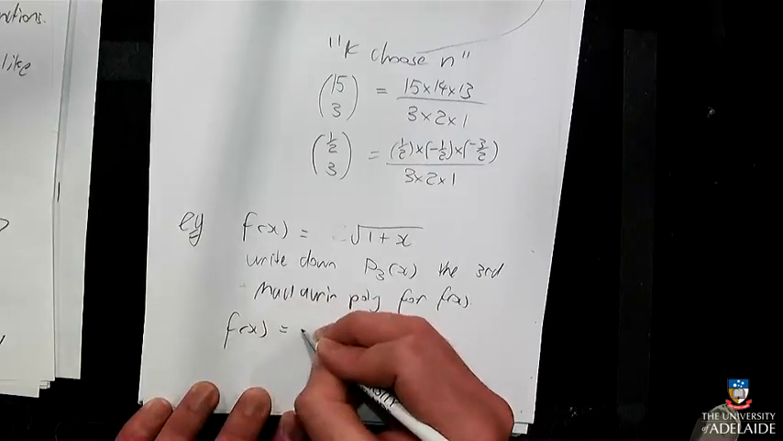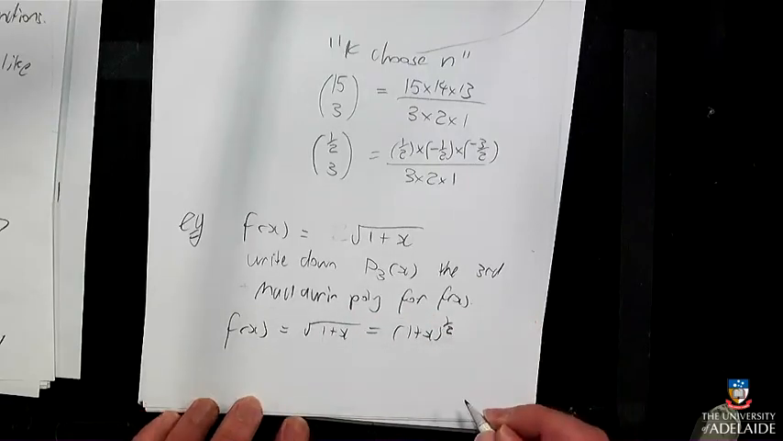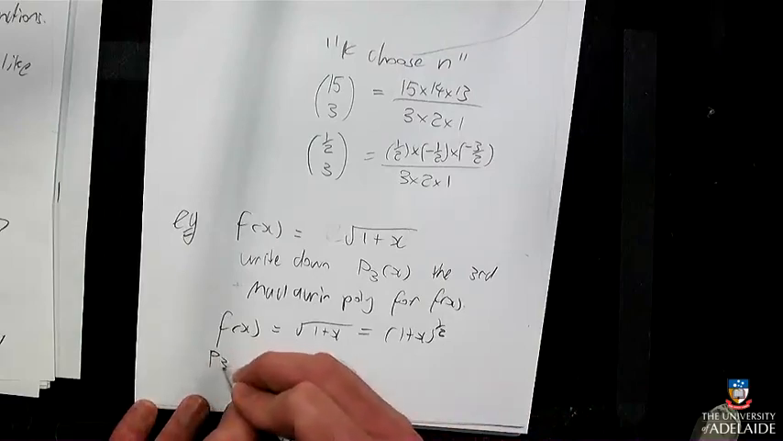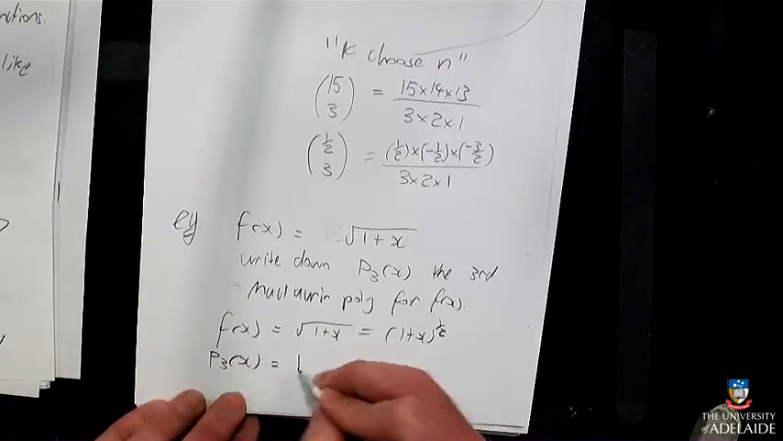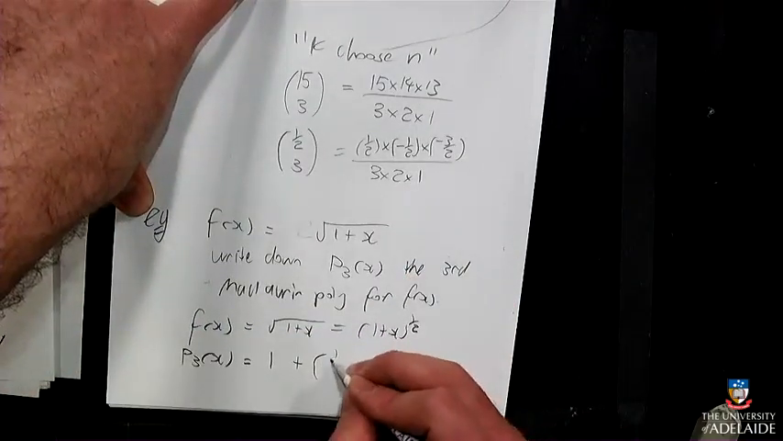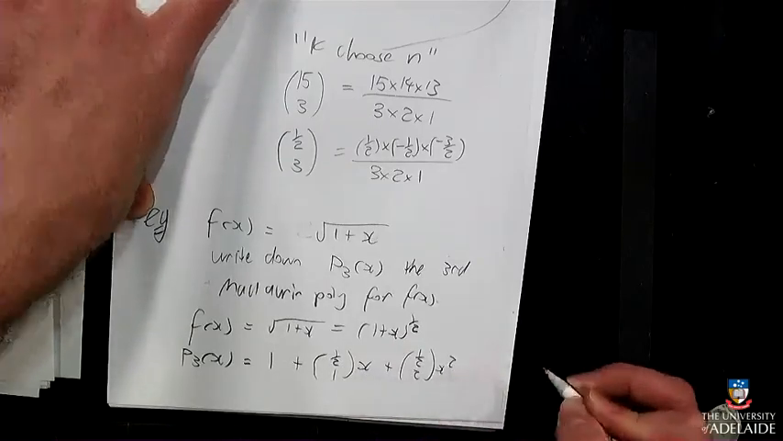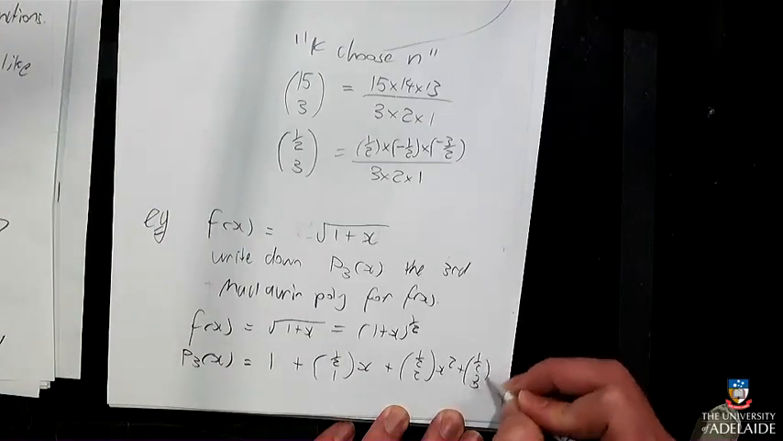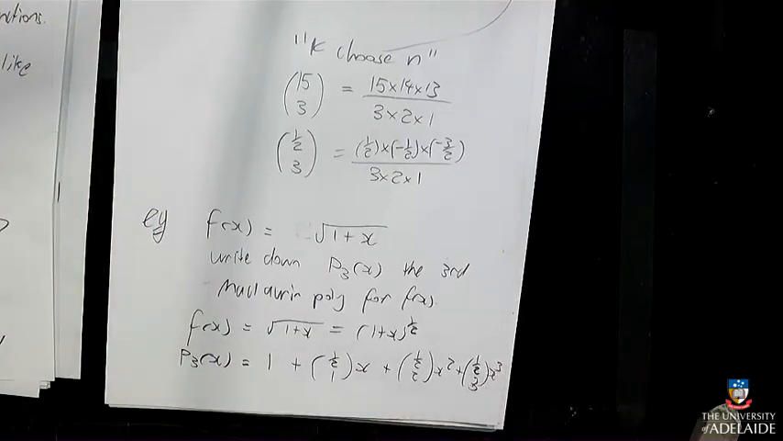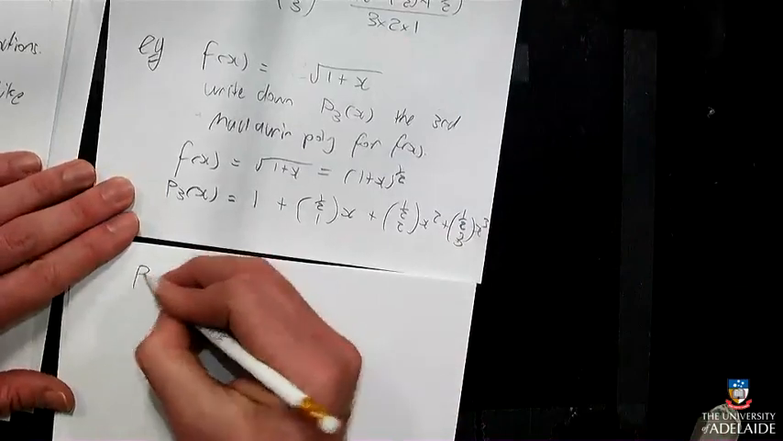So f of x is root 1 plus x, which is 1 plus x to the power of a half. And so therefore, p3 of x will be 1, because that's what the thing says. You always start at 1. And then you do a half choose 1 times x, plus a half choose 2 times x squared, plus a half choose 3 times x cubed. That's the idea of this formula. I can go straight to finding out what the Taylor polynomial is based on the Taylor series.